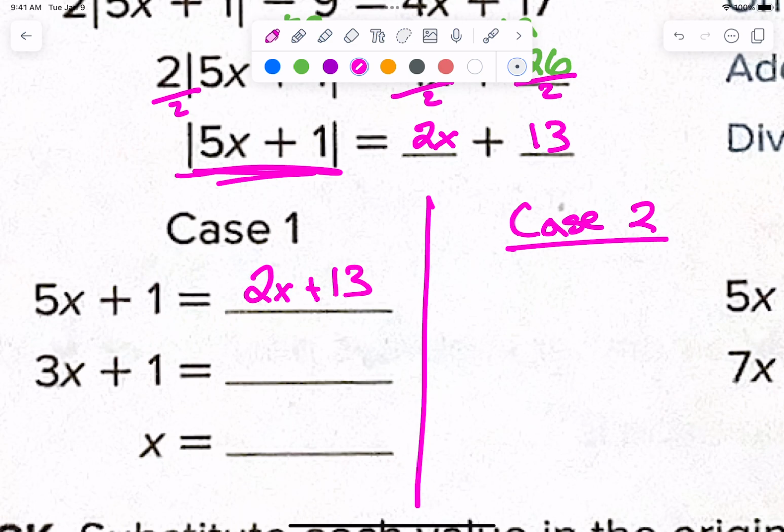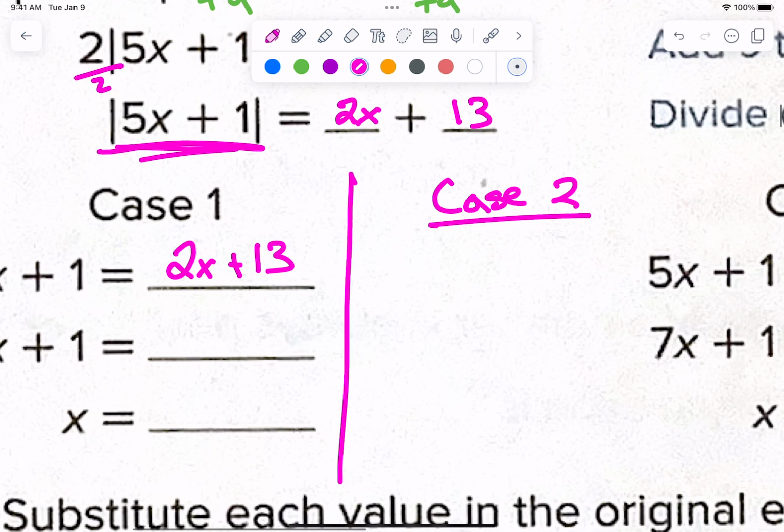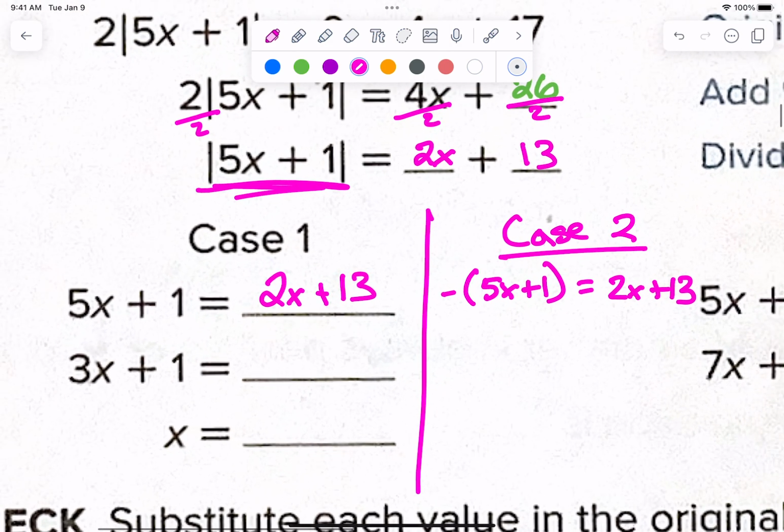The second case. Don't write this down, just watch. It is negative parentheses 5x plus 1 equals 2x plus 13. The only thing that I changed is that I put a negative in front of the stuff that's under absolute value bars. Don't write that down. Just wait. Let me show you why.